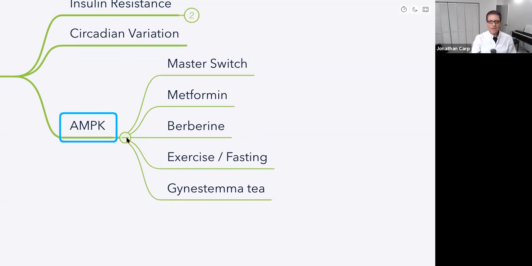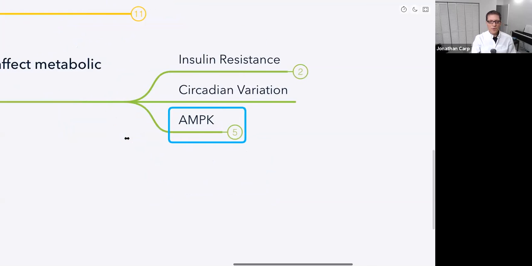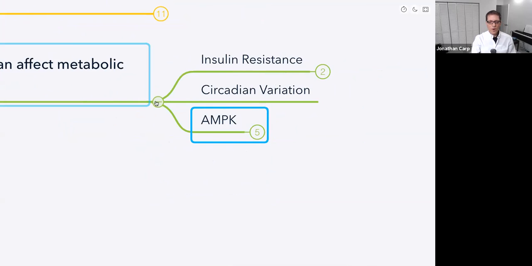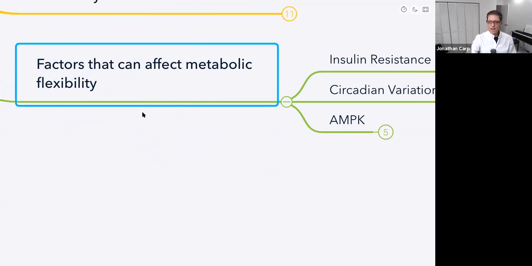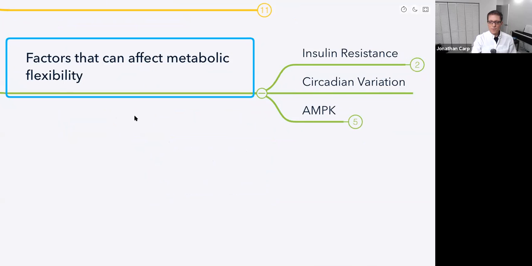Okay, so let's review a little bit about what we spoke about tonight. And let me zoom out here just a little bit on the screen.